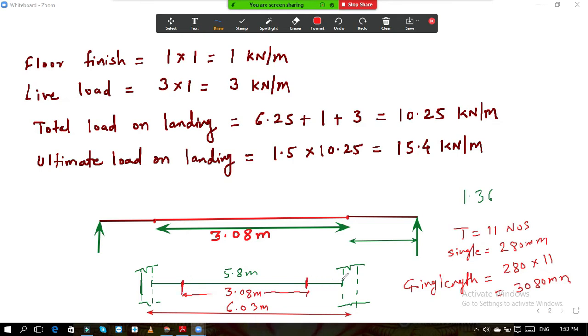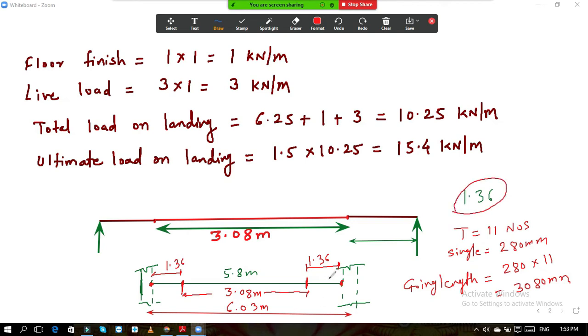Now tell me, from this point to this point, how much is the total? This total is 5.8, out of which our going length is 3.08. So what was the remaining length up to this point? The remaining length will be 5.8 minus 3.08, that is 2.72. But it is divided into two parts. So 2.72 divided by 2 works out to be 1.36. This is also 1.36. That is what I had written here.